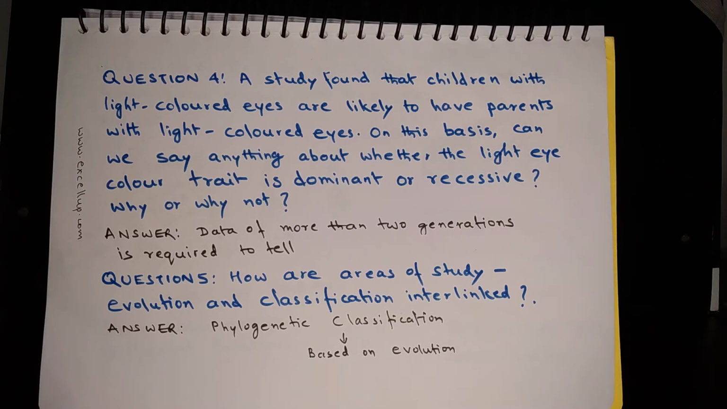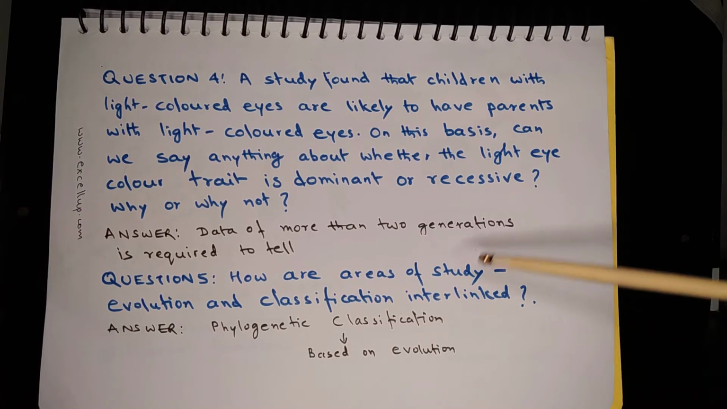Why or why not? The answer is no, because in order to say whether a particular character is dominant or recessive, we need to have data of at least 3 generations, and here we have data for 2 generations only. So it's not possible to tell whether the light color is a dominant trait or a recessive trait.